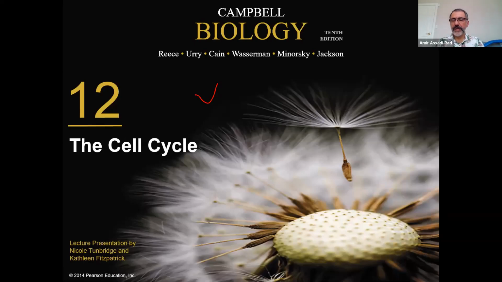Hello, everyone. This is chapter 12, which talks about the cell cycle, when one cell becomes two cells. The two cells have to be exactly alike. I hope you guys can see this. That's what this chapter is about. I have different types of cells. One cell becomes two cells.